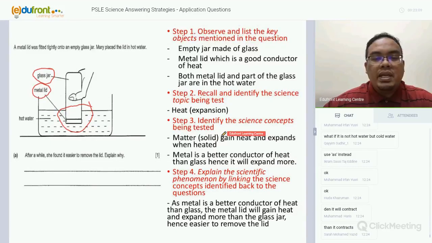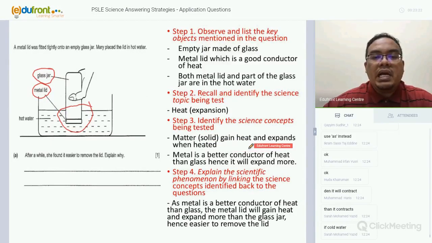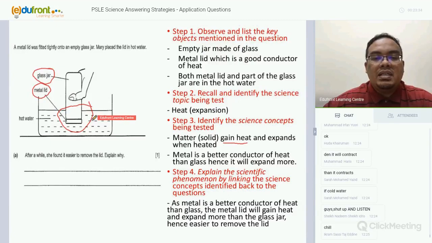Step number 3, you need to identify the key science concepts. Number 1, we know that matter expands. Before it expands, this is the keyword that you need to write: gains heat. Matter, in this instance solid, both glass and metal, expand because they gain heat from the hot water. As a side step, not only solids expand, please remember water also expands when heated, and gas also expands when heated.